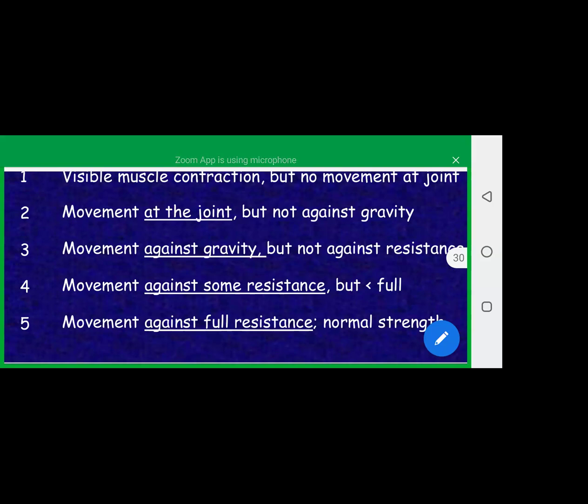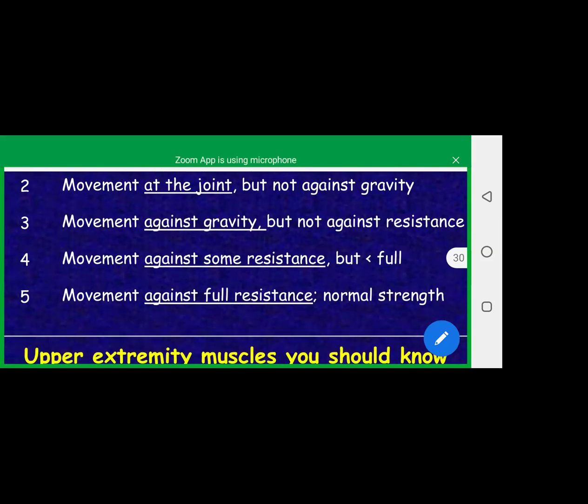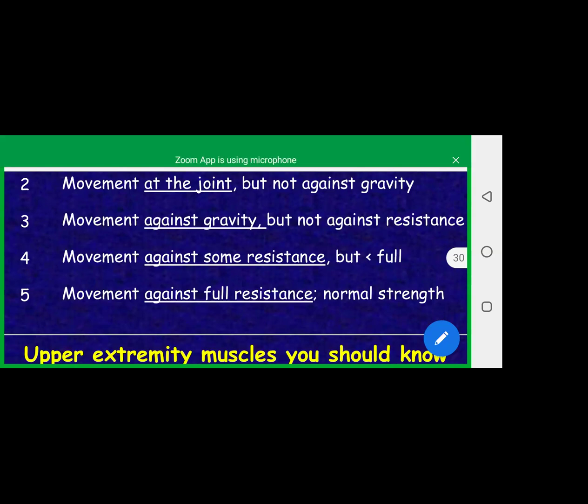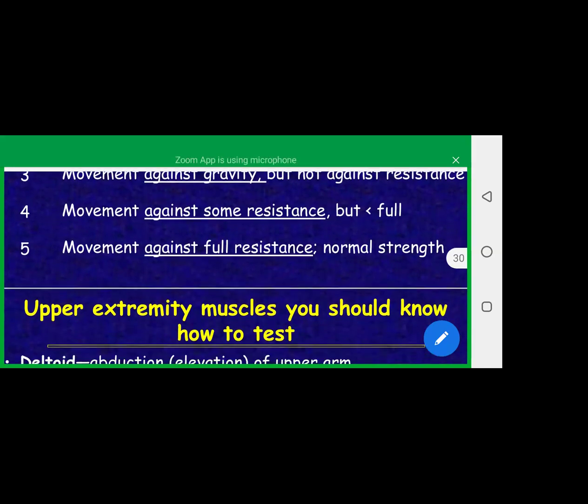So 4 is you raise, the patient raises it up, but when you apply any little force, it will fall down. The patient is not able to resist any force you are putting on that hand or the leg. And 5, there is full power. So the patient raises the hand up, you try to press it down, nothing. The patient is still holding it there.